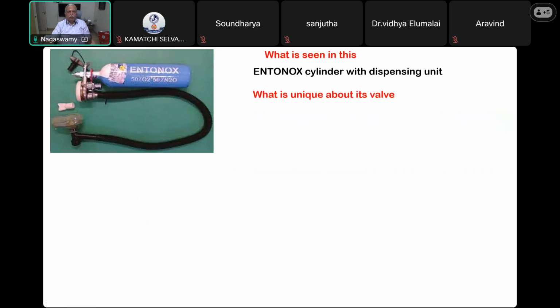What is unique about its valve? It has a delivery valve here, and this is the hose which goes to the patient. This is the mask which the patient has to keep on the face and self-administer this gas during labor analgesia. And anything special about this mask, or the valve rather? This is called the demand valve. Only when the patient takes an inspiration, this valve will open and deliver the gas. Otherwise, it will be sealed. So this is called the demand valve, which will open when inspiration occurs, creating a negative pressure.